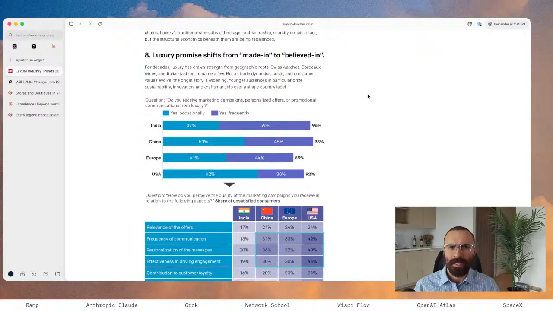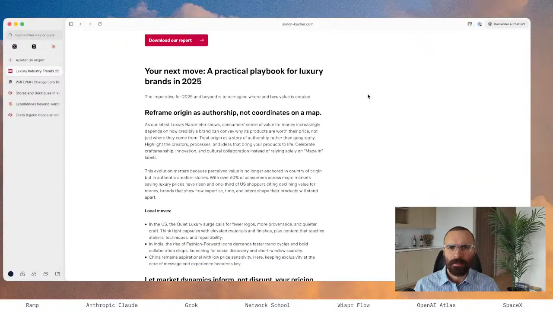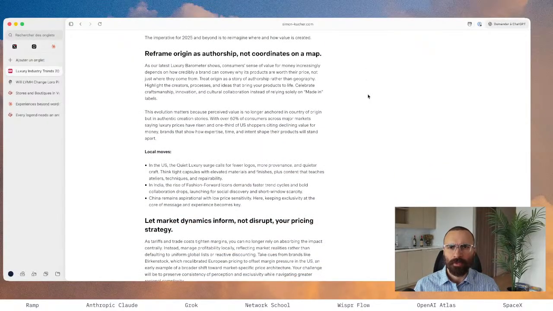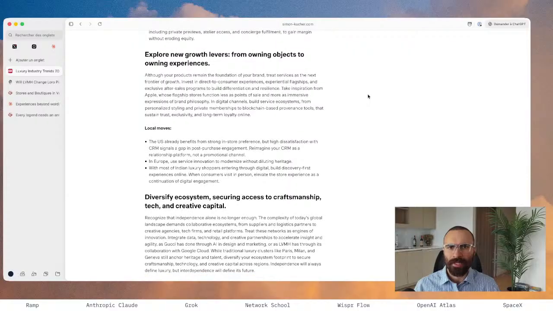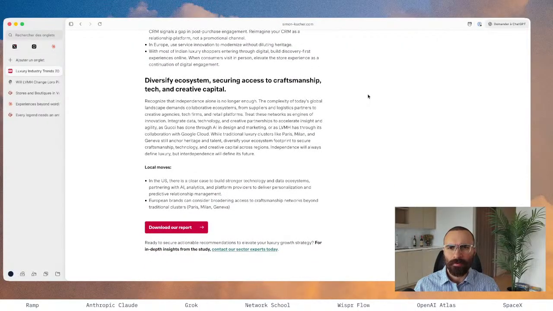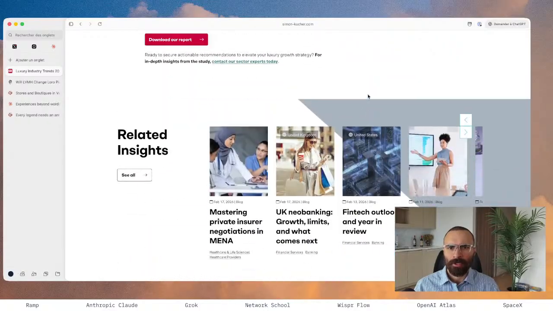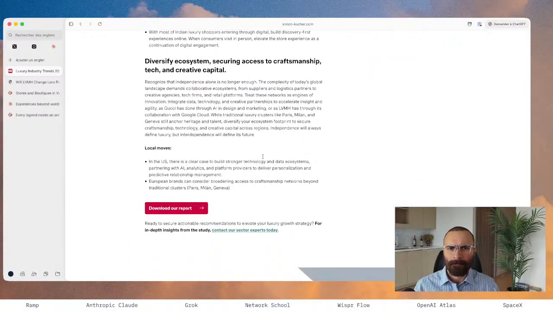Luxury promise shifts from made in to believed in. Reframe origin as authorship, not coordinates on a map. Let market dynamics inform, not disrupt, your pricing strategy. Explore new growth levers. Diversify ecosystem, securing access to craftsmanship, tech, and creative capital. Collaboration with Google Cloud. Okay.